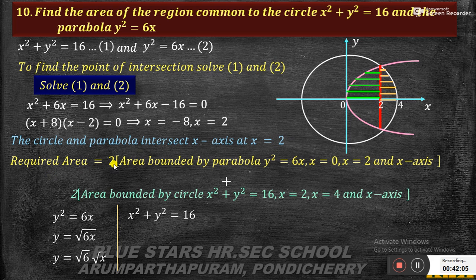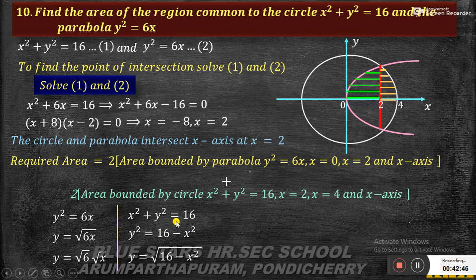Therefore required area equal to 2 into area bounded by the parabola y square equal to 6x, x equal to 0, x equal to 2 and the x-axis. Plus 2 into area bounded by the circle x square plus y square equal to 16, x equal to 2 and x equal to 4 and the x-axis. So here, y square equal to 6x means y equal to, taking the square root on the right hand side, square root of 6x, so root 6 into root x. And next, x square plus y square equal to 16.